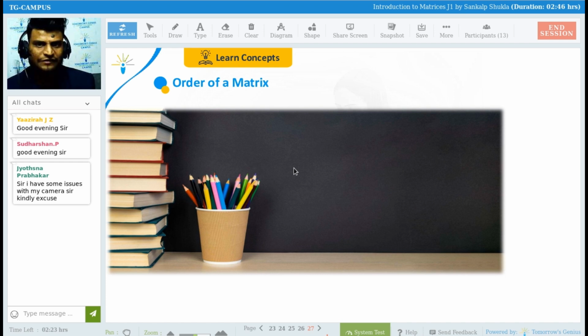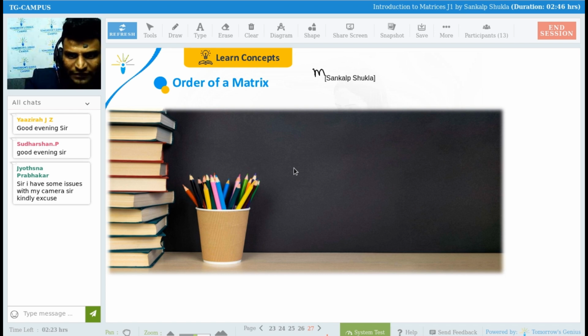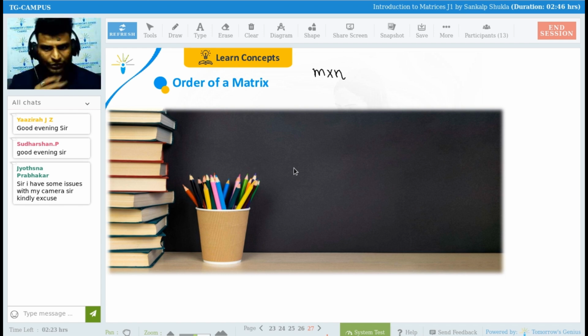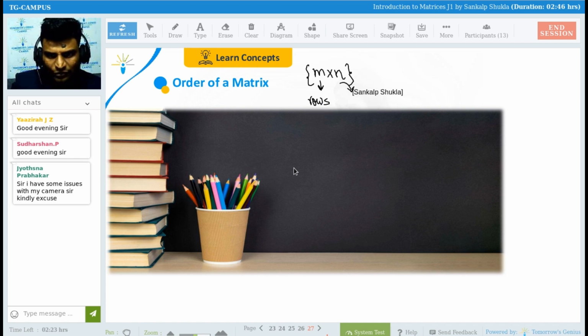So either in CBSE or in JEE, the first thing that we are going to learn in matrix is the order of a matrix. So the order of a matrix is usually M cross N. Just make a note. The order of a matrix is known as M cross N, where M is the number of rows and N is the number of columns.